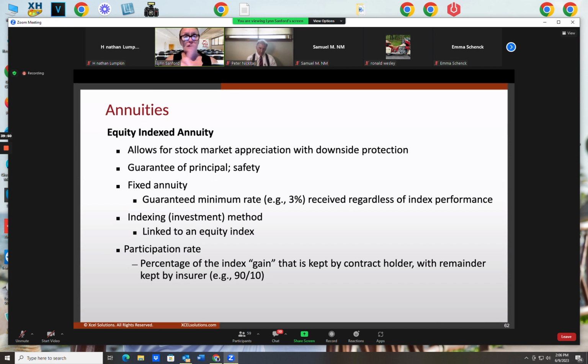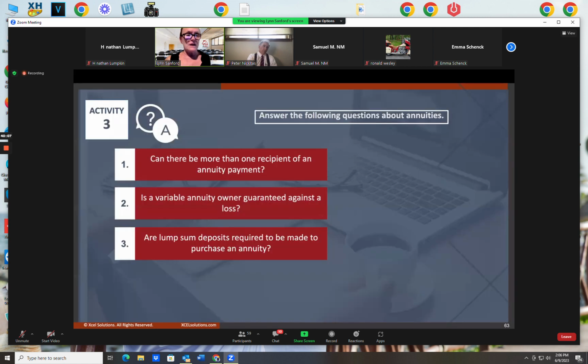But don't forget, they're assuming all the risk. They're giving you upside potential with downside risk being taken care of. So there is usually a percentage participation rate listed right in an indexed annuity. Certain percentage is kept by you, certain percentage is kept by the insurance company. All right, that ends our discussion on annuities.